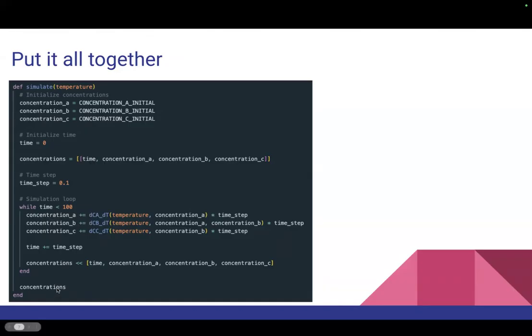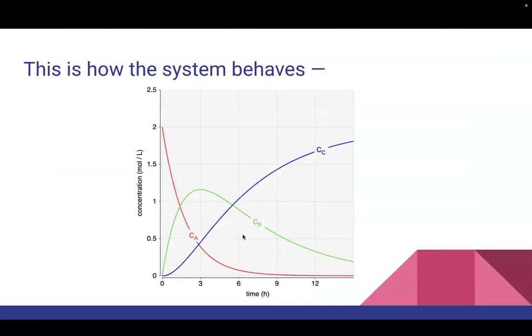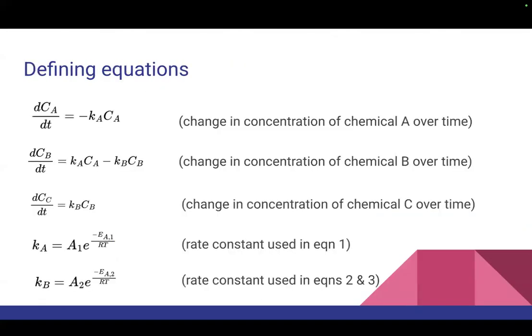And what this will look like is an array of 1,000 elements because we have 100 seconds at a time step of 0.1 seconds. So there's 1,000 elements in this array, and each element has the time and concentration of each species. Then you can use this in order to create a plot like this. So that's a simple simulation that would be used to, for example, determine how long you need a batch reactor to be operational before you can remove and purify the product.